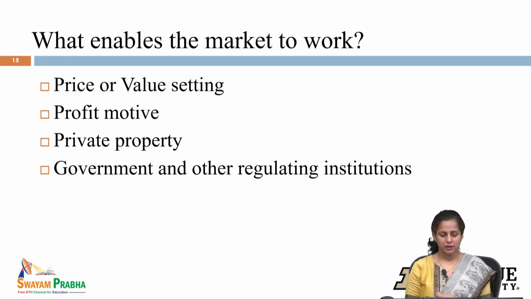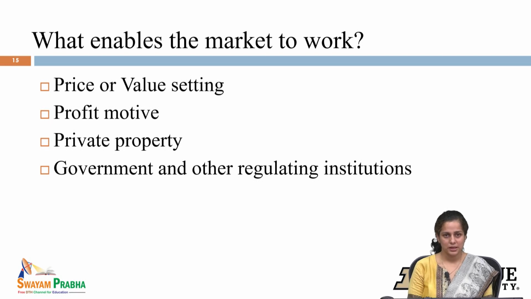So when we think about market behavior, what enables the market to work? There are four things. One is of course price or value setting. Second is profit motive, private property, and government and other regulating institutions. Whenever we are designing a technology and we think about its interaction with the market, these are different aspects that will determine how that technology is behaving in the market.